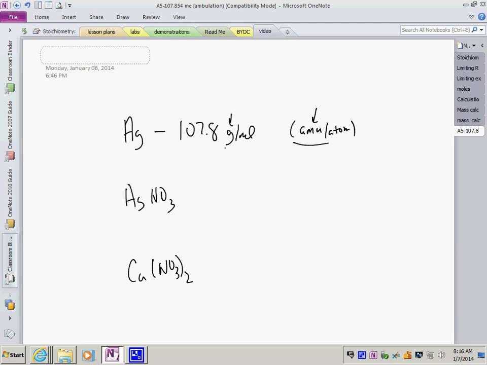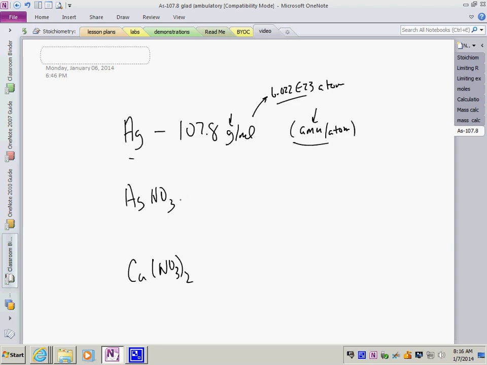A gram is something I can plug right on a scale. So I can go on a scale, grab a piece of silver, and put on there 107 grams of silver. That's equivalent to 1 mole, which is equivalent to 6.022 e to the 23rd atoms, in this case, of silver. We use the term mole to describe that number.